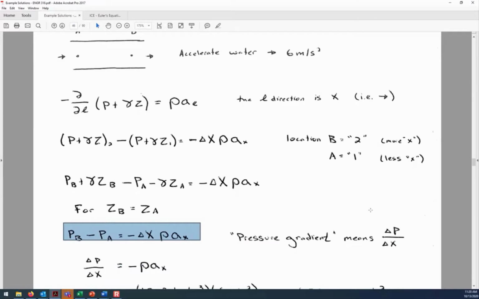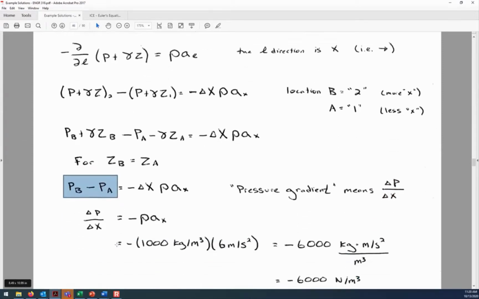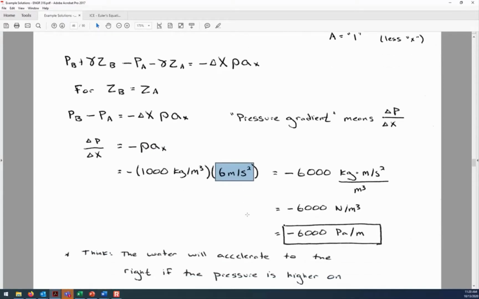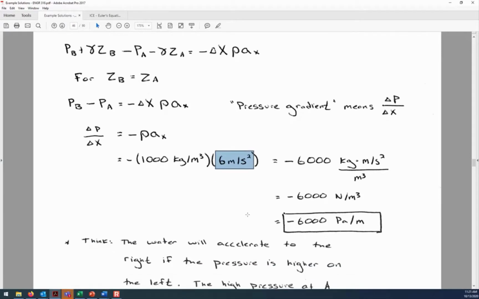Now, pressure gradient means the change in pressure over some distance. And so if I rearrange that, PB minus PA is the change in pressure. And you can see that we would expect the pressure to be 6,000 pascals per meter. So the pressure is decreasing 6,000 pascals for every meter of length. So in the end, we're just multiplying the density of the fluid by the acceleration. And it's accelerating to the right, so that's why we put in the positive 6. The water will accelerate to the right if the pressure is higher on the left.